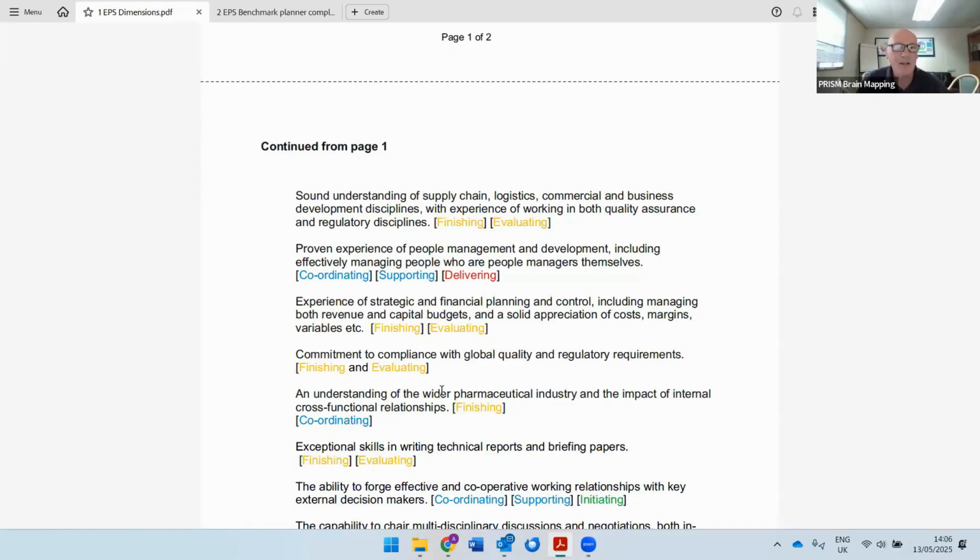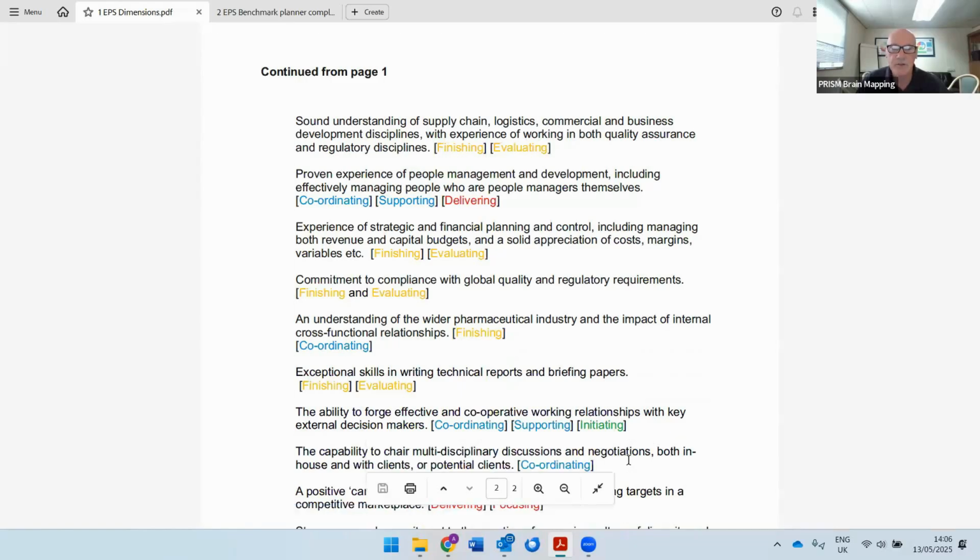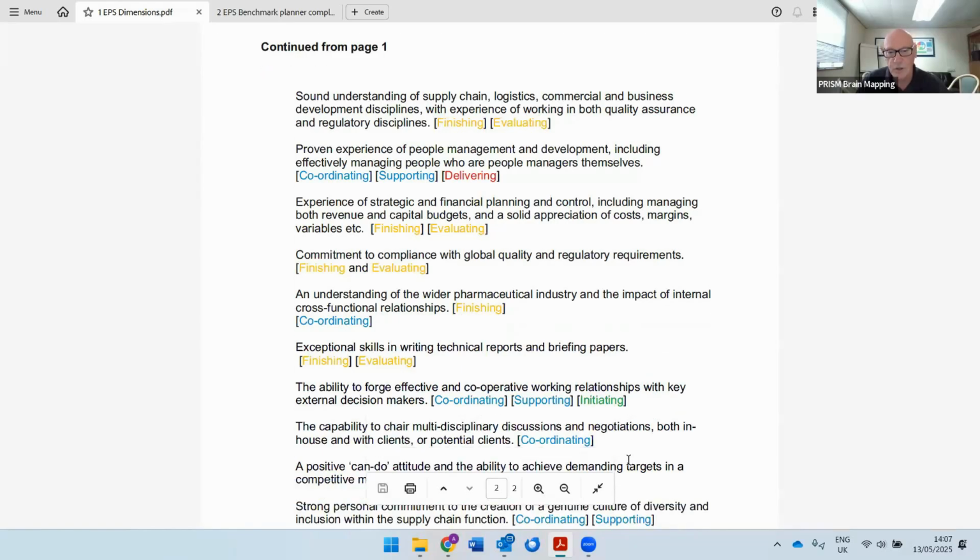And I think very little green on this particular job profile. Oh, there's one little bit of green down here, initiating. That gives you some sort of overview of what we might be putting on the job benchmark planner when we got to that stage.